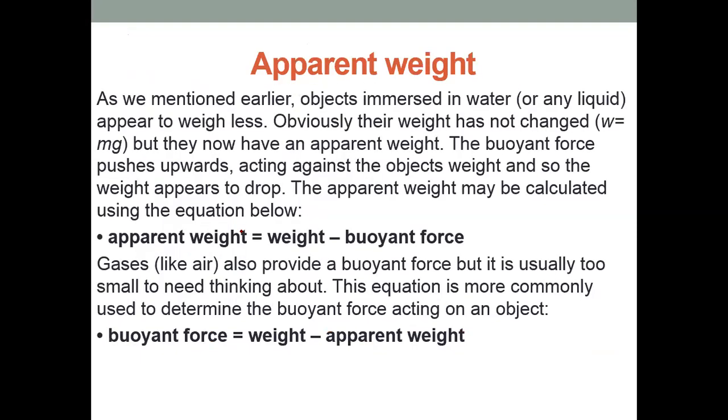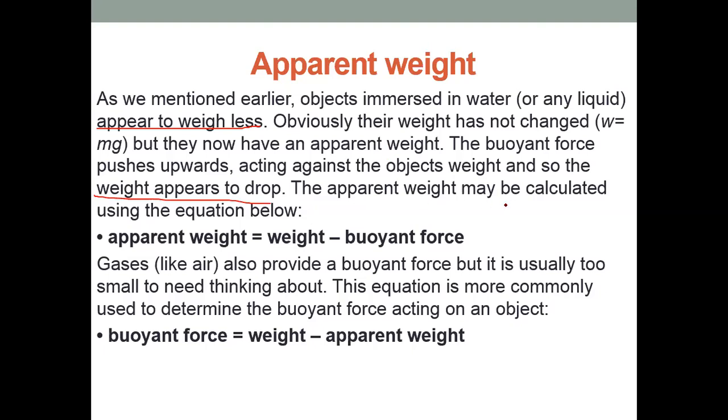Okay. So now we have apparent weight. What is apparent weight? Remember that an object can be immersed in water. Their weight has not changed, obviously. Their weight is the same, but since you are moving it from one place to another, it can be immersed or it can float on the water. The buoyant force pushes upwards, acting against the object's weight, and so the weight appears to drop. Due to the buoyant force, you are going to observe that the weight is decreasing.